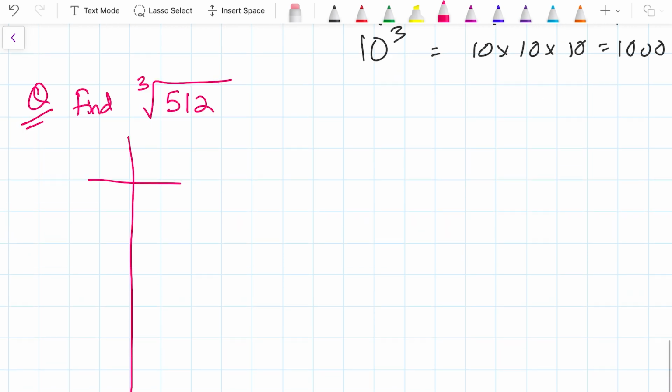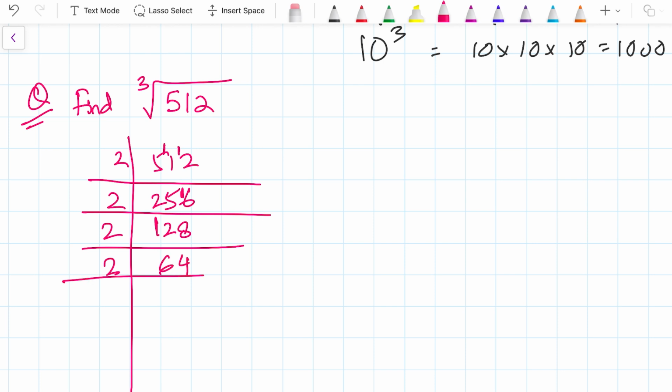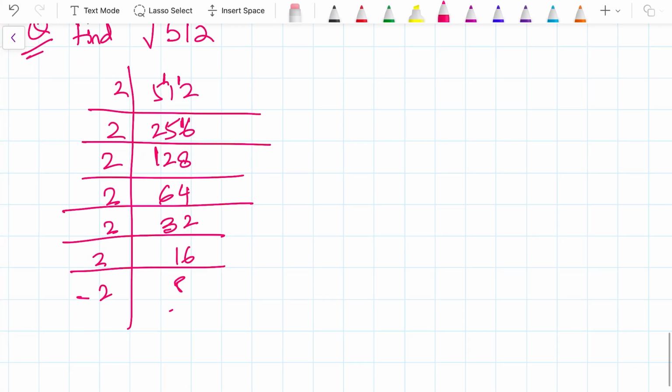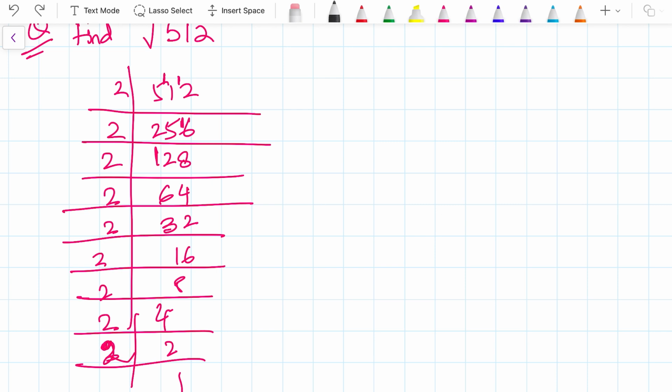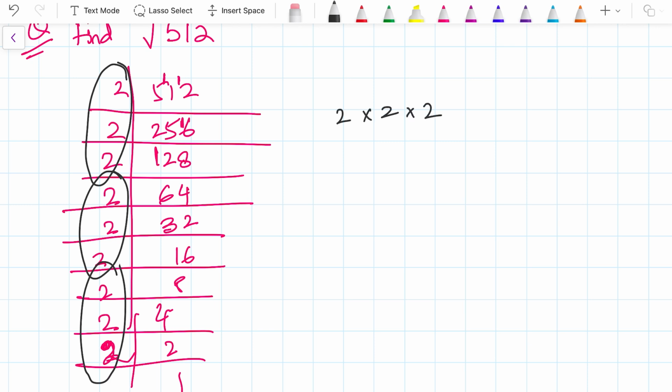Let's do the prime factorization first. 2 times 2 is 4, 2 times 5 is 10, 2 times 6 is 12... dividing by 2 repeatedly, down to 1. Let's make sets of threes. 1, 2, 3. So 2 into 2 into 2. One 2 will come out from a set of 3 numbers. So the cube root of 512 becomes 8.